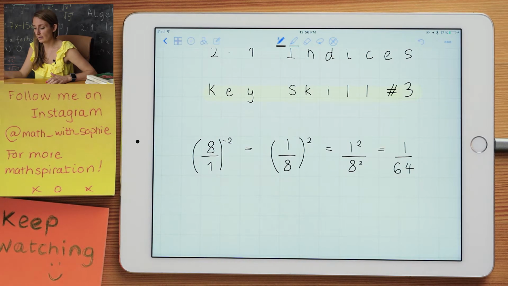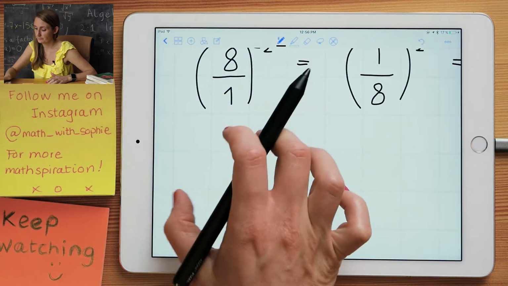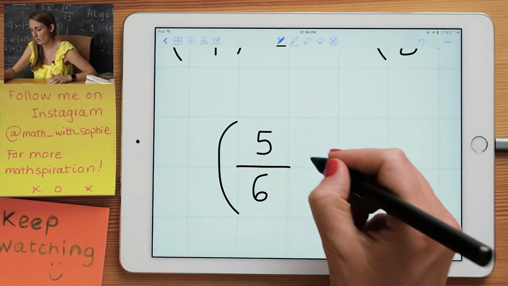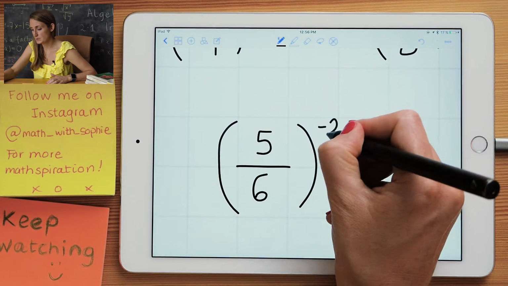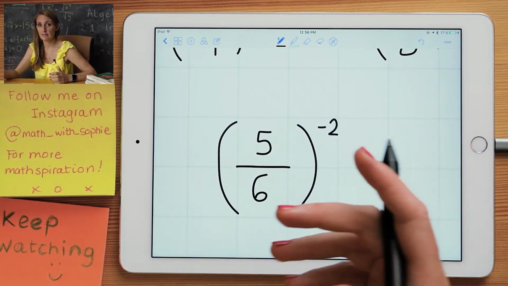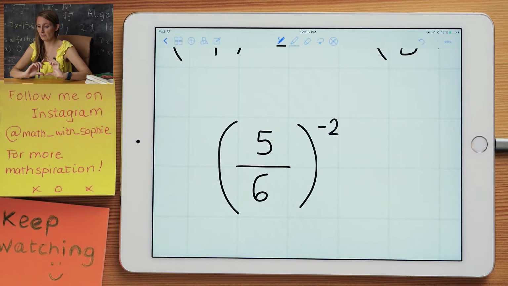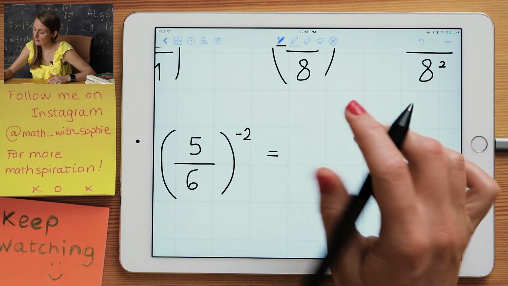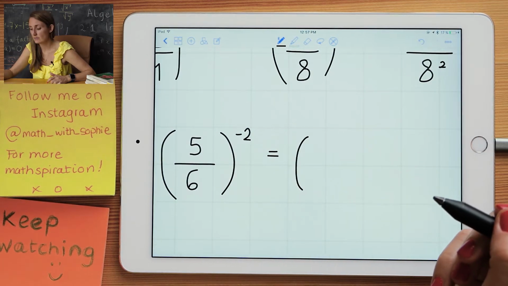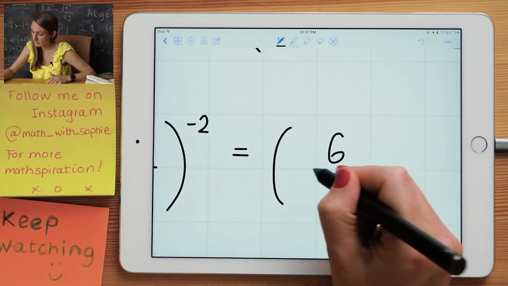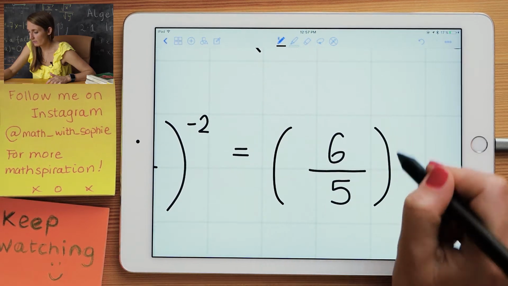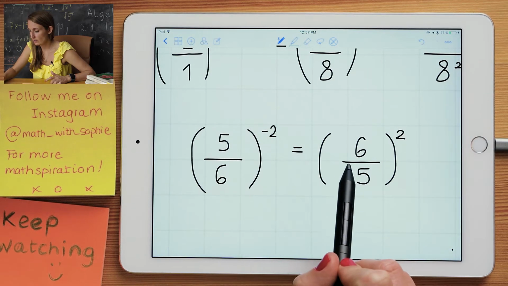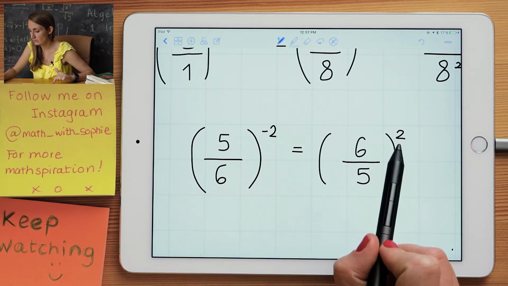Let's have a look when it gets slightly more complicated. Say I've got 5 over 6 to the power of minus 2. Well, the principle stays exactly the same. I'm going to flip the 5 and the 6. I'm going to swap them. And I'm going to change my power from negative to positive. So I've got 6 over 5 to the power 2. So see how that's changed, gone upside down, and the minus to the plus.